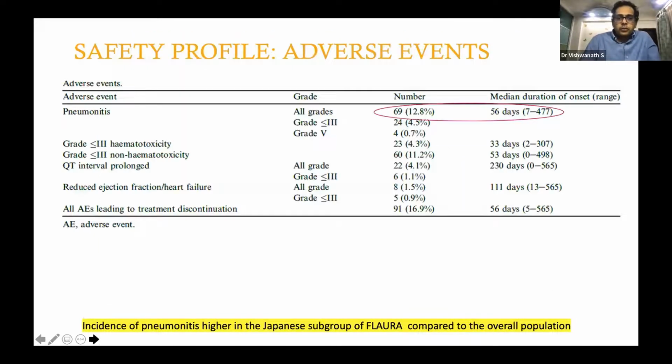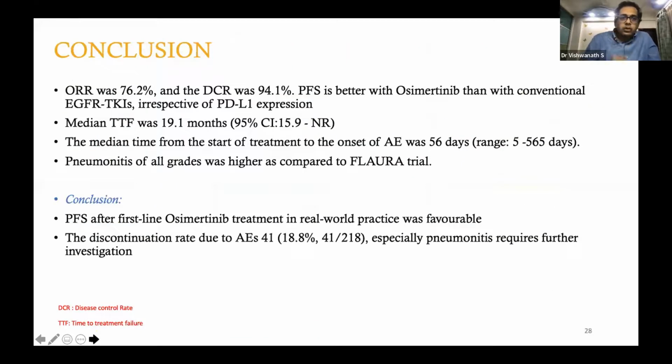So to conclude, the overall response rate in this particular study was 76.2%, and the disease control rate was also quite good at 94.1%. The PFS was better with Osimertinib as compared to the conventional TKI, irrespective of the PD-L1, but higher PD-L1 was associated with reduced PFS.